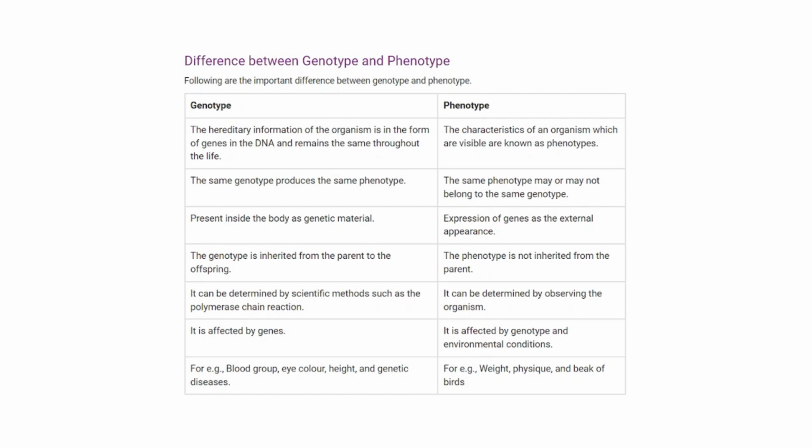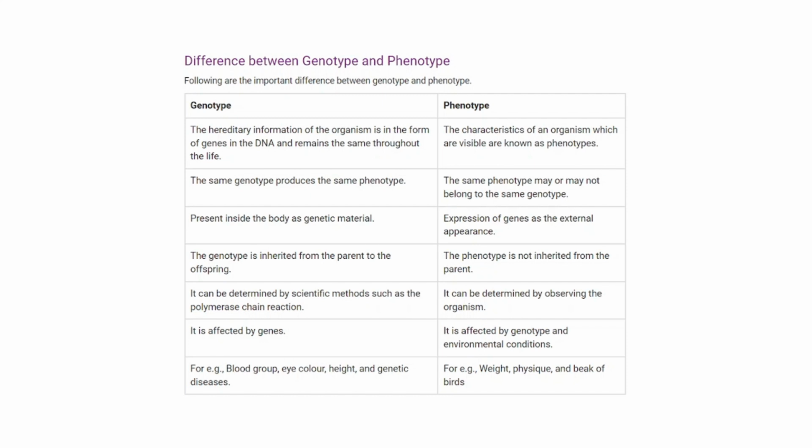But two random people who have blue colored eyes, just an example. Let's talk about brown hair. Two random people with brown hair might or might not belong to the same genotype. Genotype is present inside the body as a genetic element. Phenotype is the expression, the physical appearance, the external appearance.